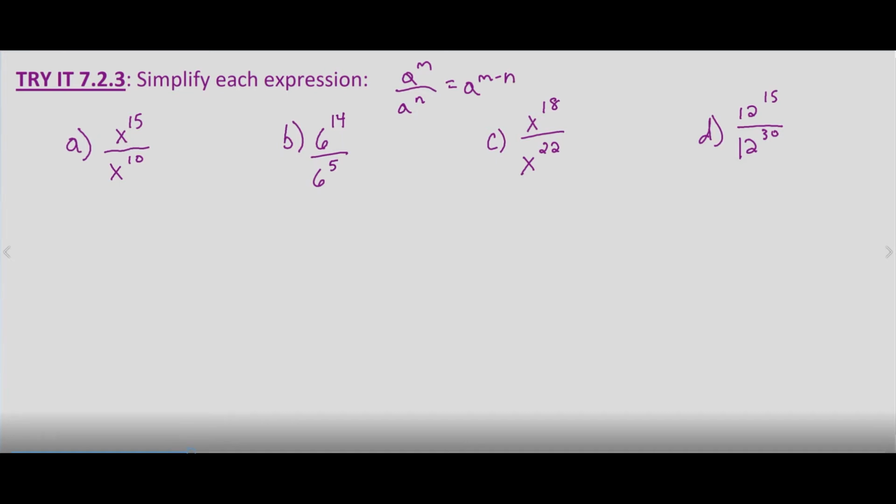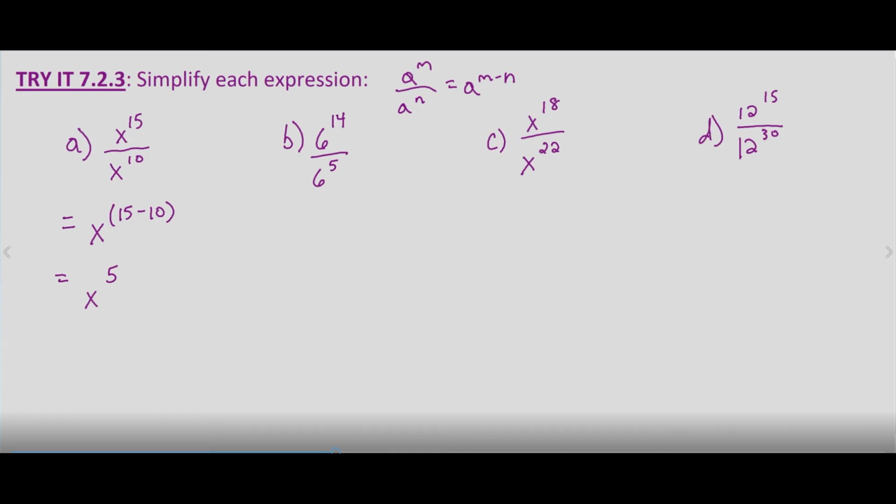So with our first problem, part A, we have x to the 15th over x to the 10th. We have the same base in x in the numerator and the denominator. So we're dividing x to the 15th by x to the 10th. That's why we call it the quotient property. So that means we can subtract the exponents. So this is x to the 15th minus 10, which equals x to the 5th.